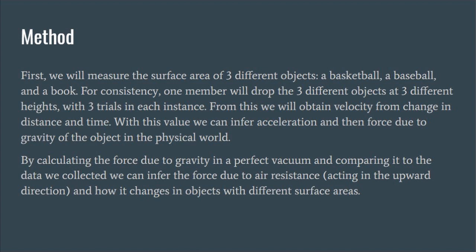And from this data, we'll have distance and change in time. We can obtain velocity, and with velocity and time, we can infer acceleration, and with acceleration, we can get the force of the object due to gravity in the physical world. And by calculating the actual force of the object due to gravity and subtracting it from what we get in our data collection, we can actually make a lot of inferences about the force due to air resistance acting in the upward direction, and we can also see how it changes in objects with different surface areas.